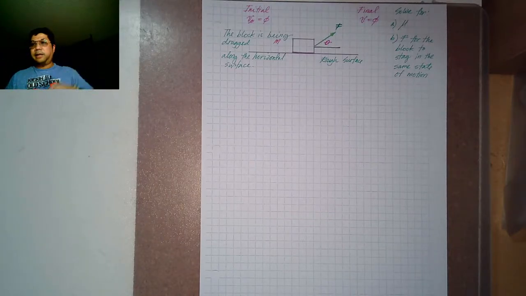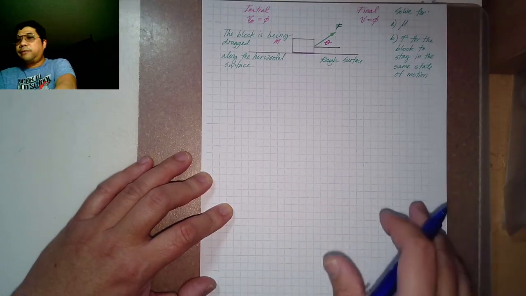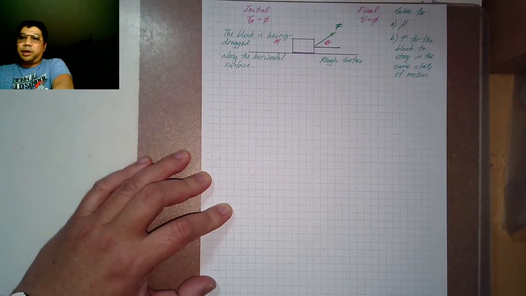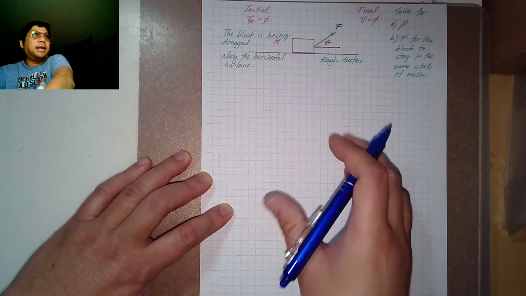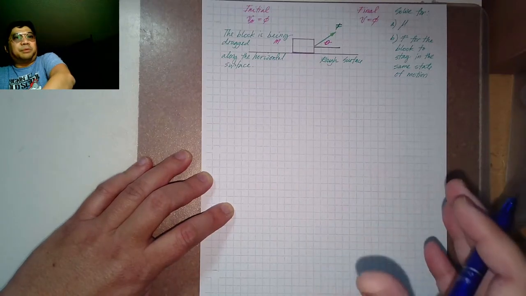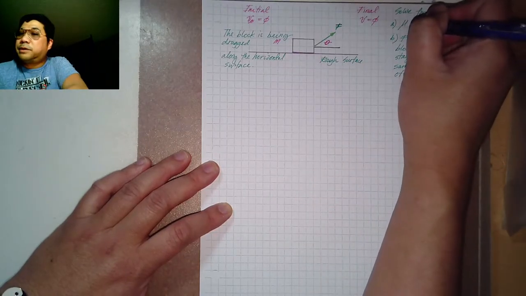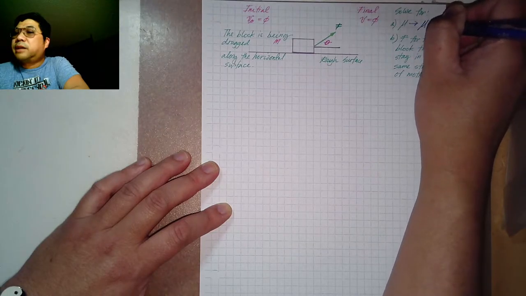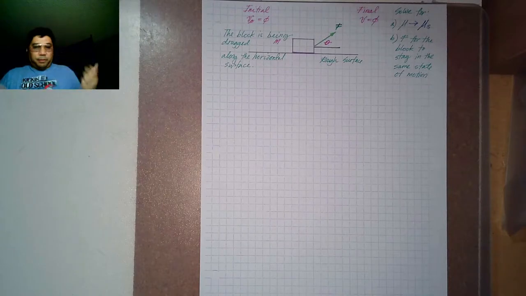In that case, the coefficient of friction is very particular about the motion of an object. So if it's not moving, what can we say about the object? Is it moving or not moving? If it's not moving, it's called static. Therefore, the coefficient of friction is our coefficient of static friction, with the symbol mu s.